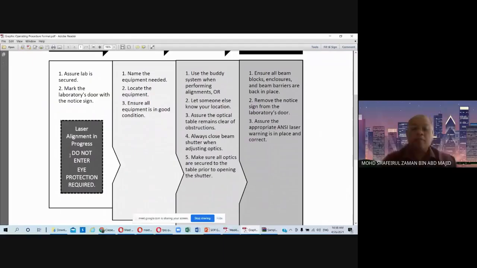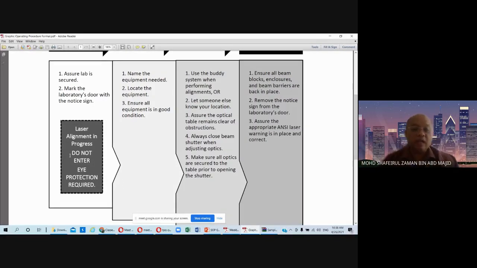Preparing for the graphic operating procedure. For your information, in assessment 2A, you are going to prepare the graphic operating procedure. The situation will be given to you, and based on that situation, you are going to write your own SOP.